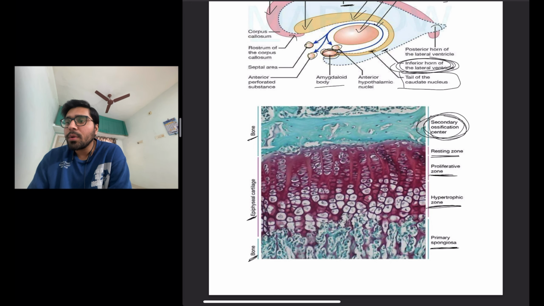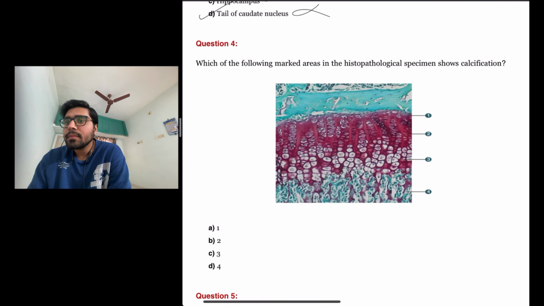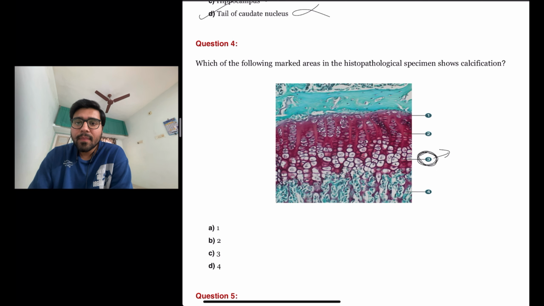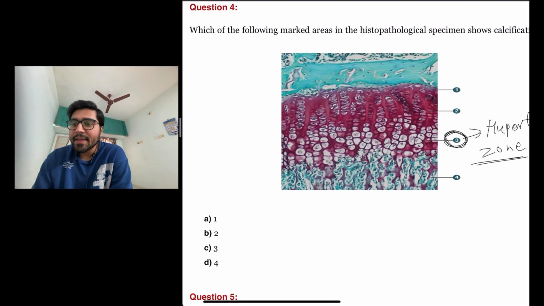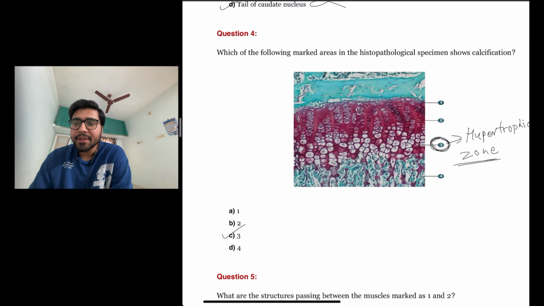Okay. So the marked area in the histopathological specimen that shows calcification is zone number 3. It is the hypertrophic zone. It is showing the calcification, so the answer here is number 3.